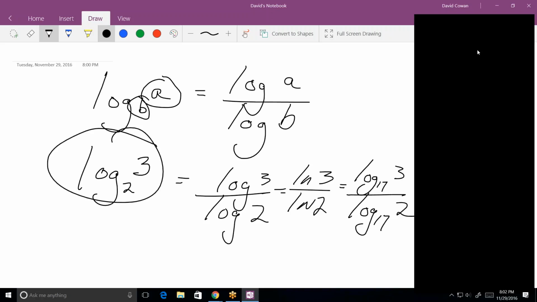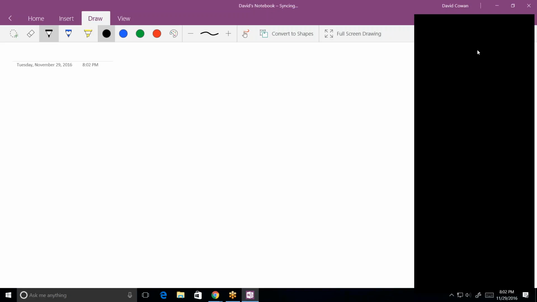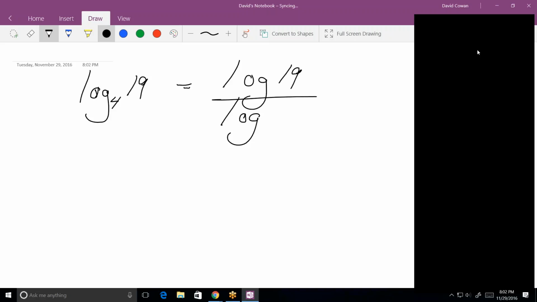So what was your problem? The log of what? Log base 4 of 19. So what's that going to be? Log, just common log of 19 divided by common log of 4. Or I guess I should use natural log, right?